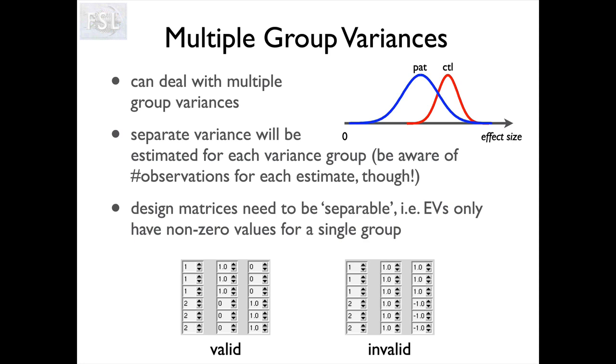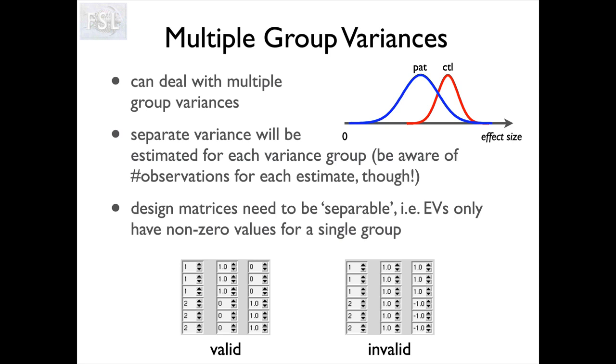If that is the case, and you want to be able to separate it, then you have to know that some design matrices are okay and some are not. So the valid design matrices are the ones which are separable. And by that, I mean that you don't have non-zero values in a column running across two different groups.